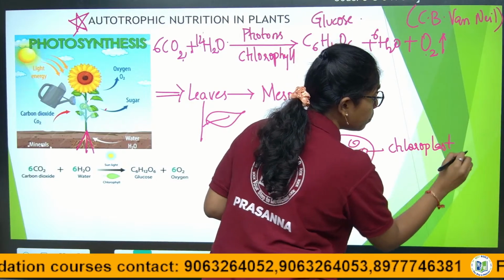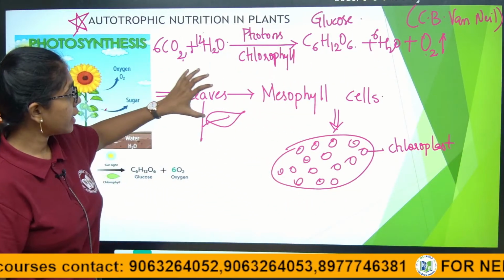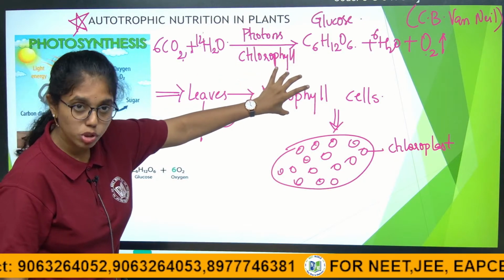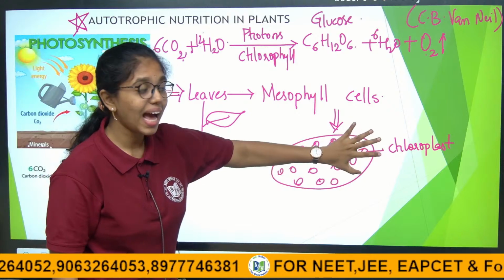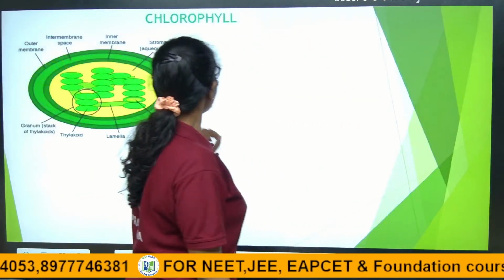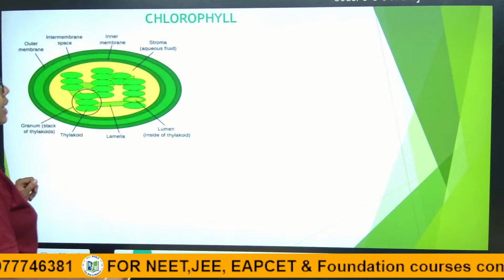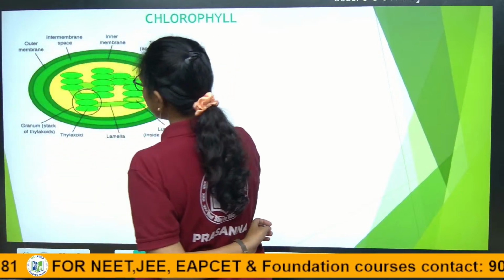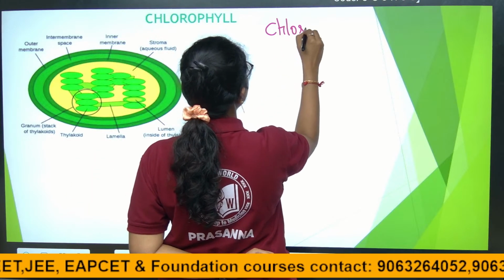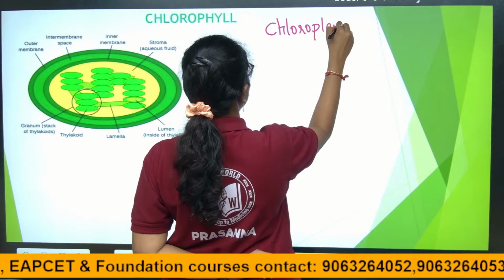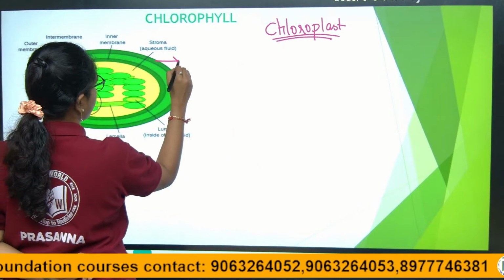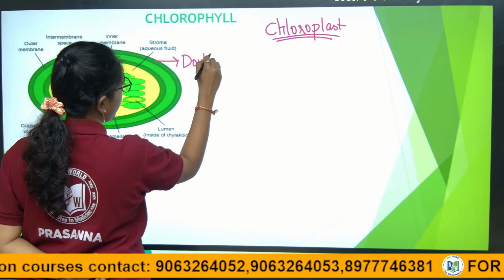See how deep the process is. Inside, the leaf is a photosynthetic organ. Inside leaves you will have mesophyll cells. Each mesophyll cell has so many chloroplasts inside it. Inside a chloroplast there are two structures. This is the chloroplast structure. Firstly, chloroplast is a double membrane bound organelle.